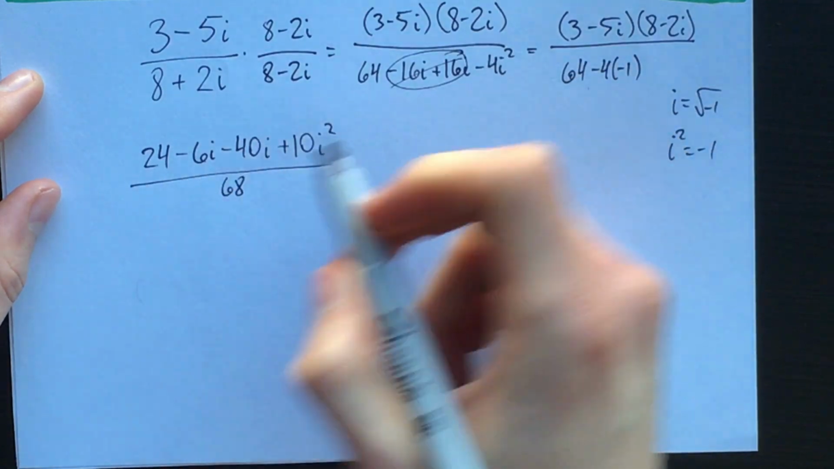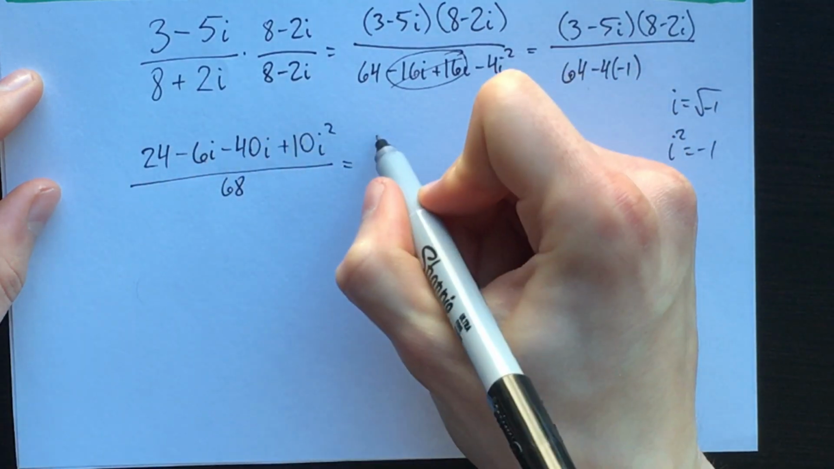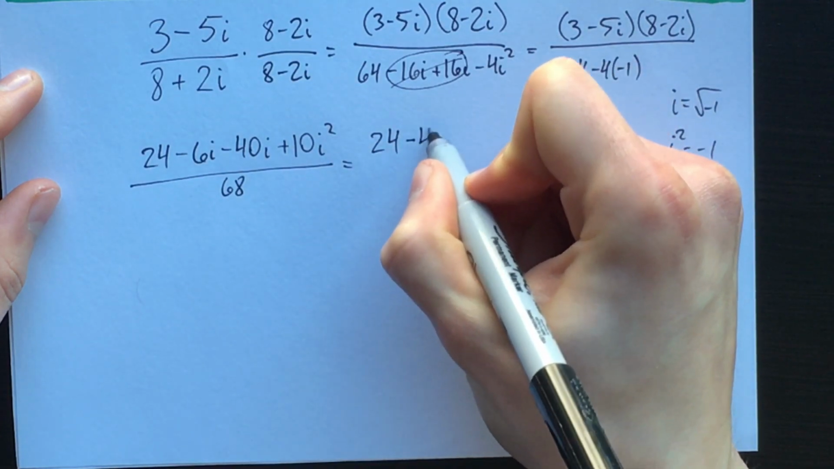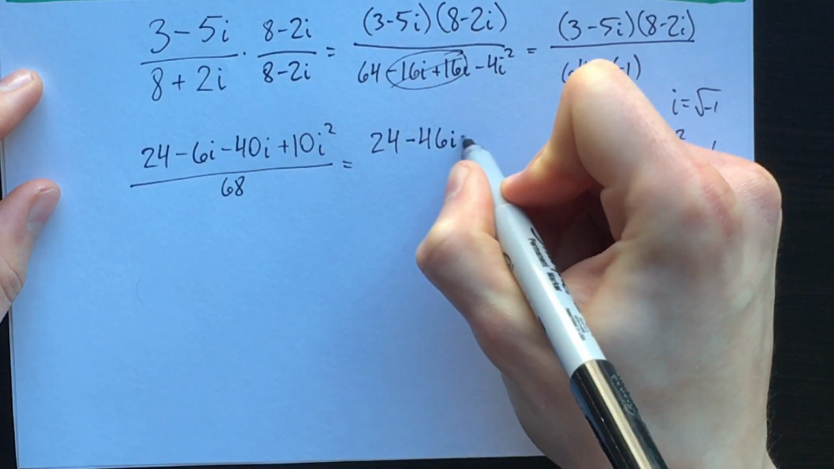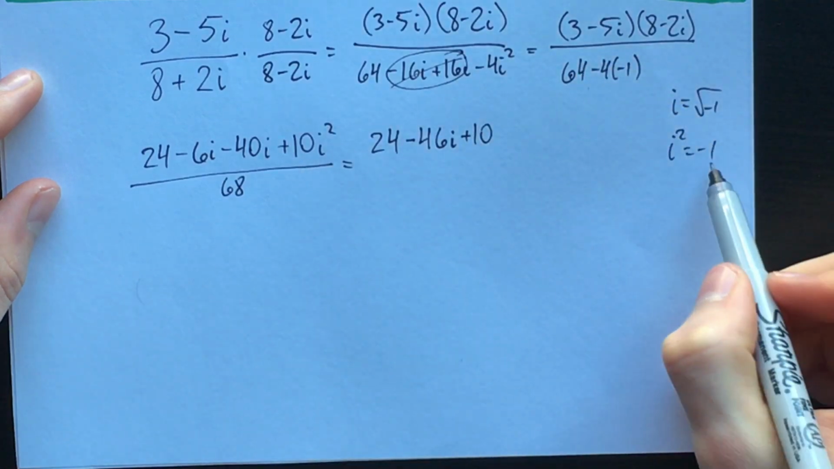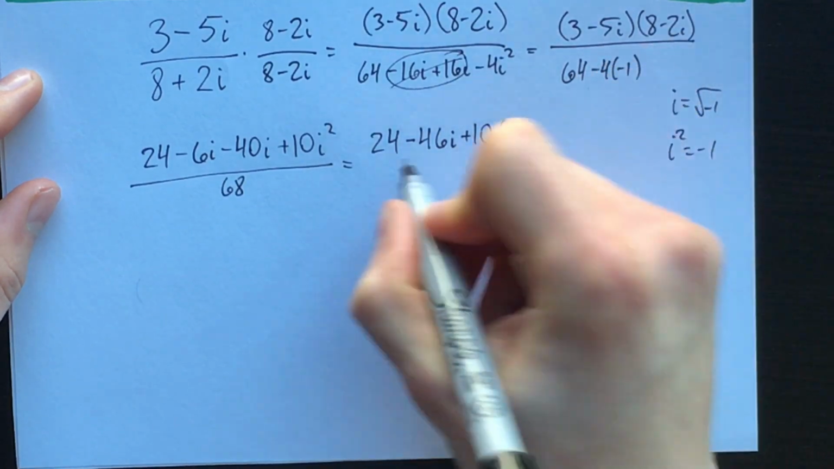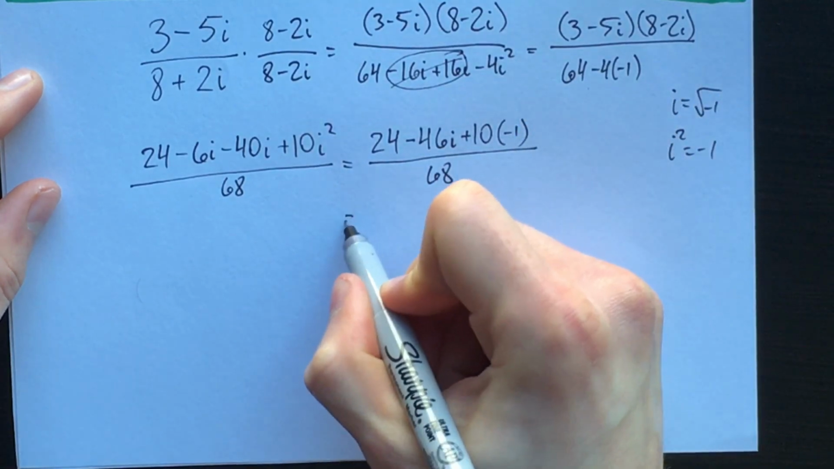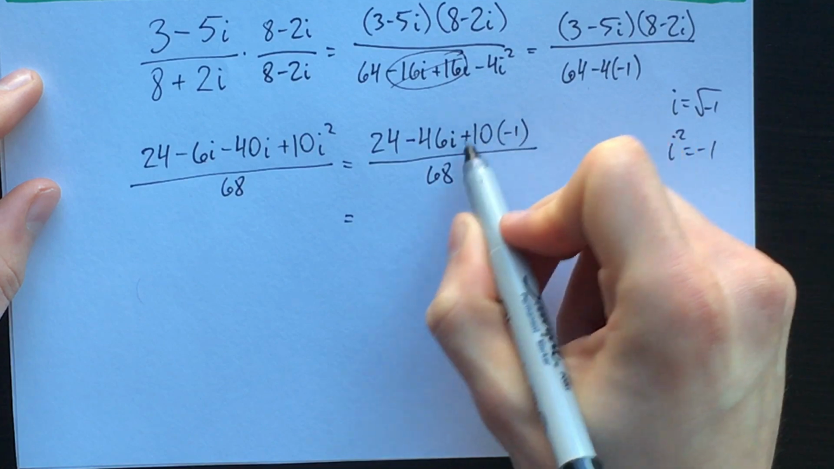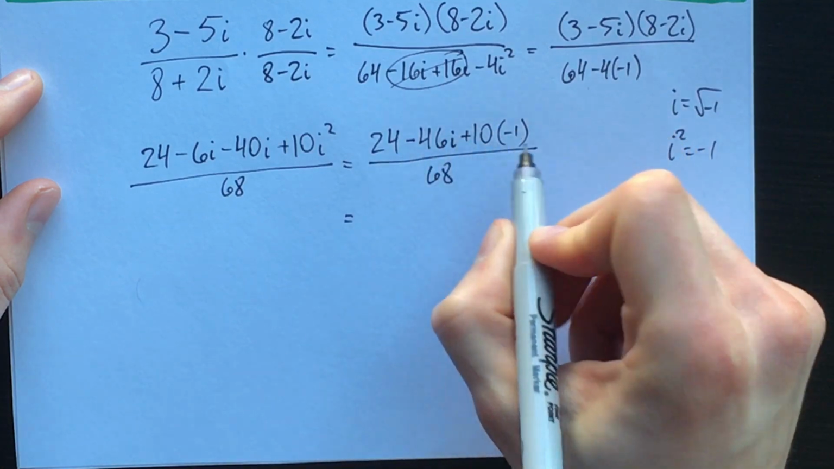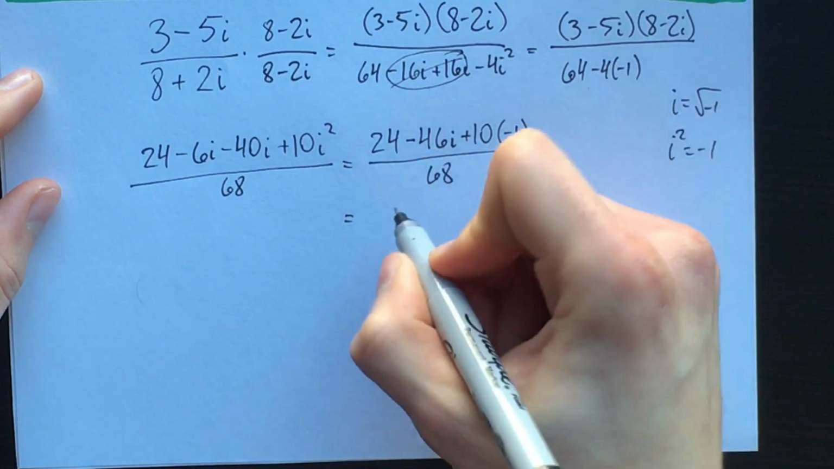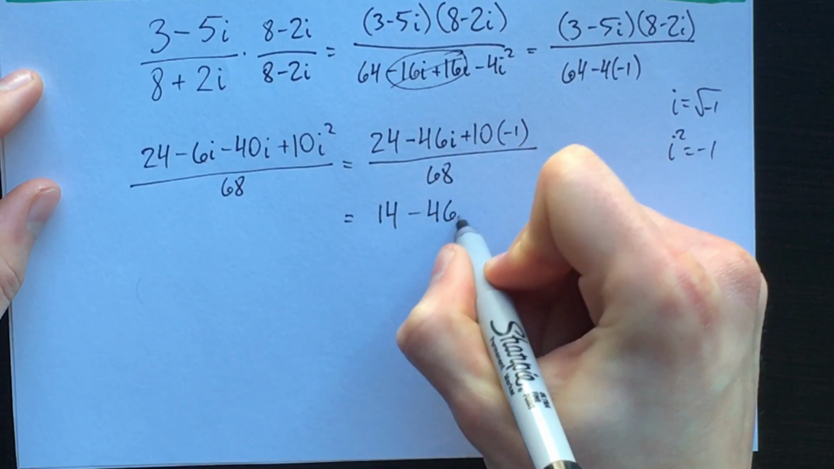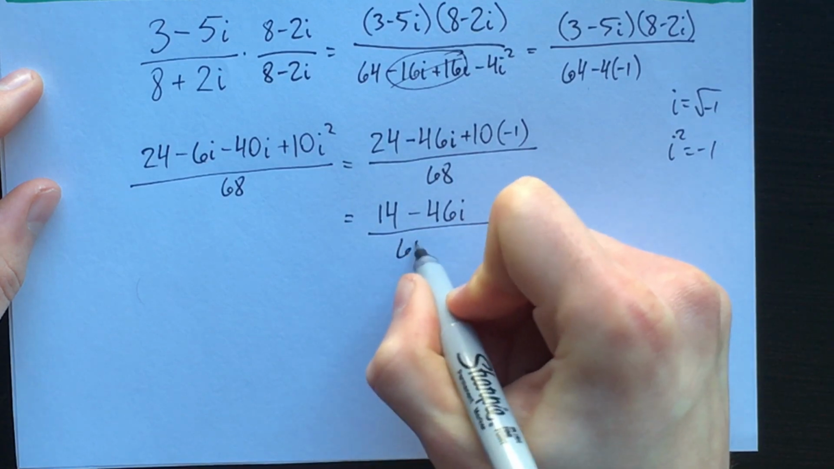So how do we now simplify the top? We still have the 24, and we combine like terms there, so that becomes negative 46i, and then you have plus 10i squared. We remember that i squared is equal to negative 1, so this becomes negative 10. You can combine like terms right there, so it would be negative 10 plus 24. So 14 minus 46i all over 68.